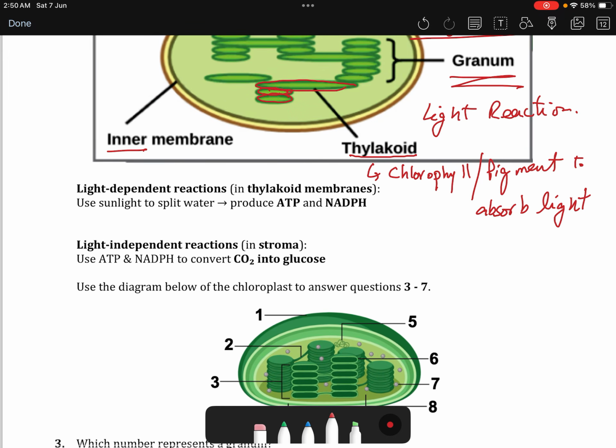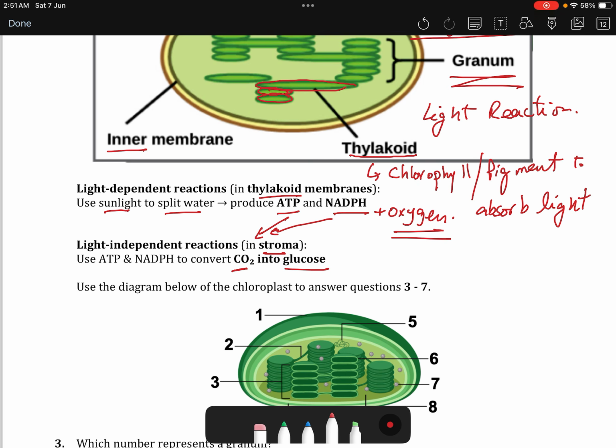The light dependent reaction takes place in the thylakoid membrane, as we just discussed. What happens in the light dependent reaction? Sunlight is used to split the water molecules to produce ATP and NADPH along with oxygen. So there is oxygen over here. The light independent reaction takes place in the stroma. This is also called the Calvin cycle or dark reaction. It uses the products from here, these two products, not oxygen. ATP and NADPH are used to convert CO2 into glucose.